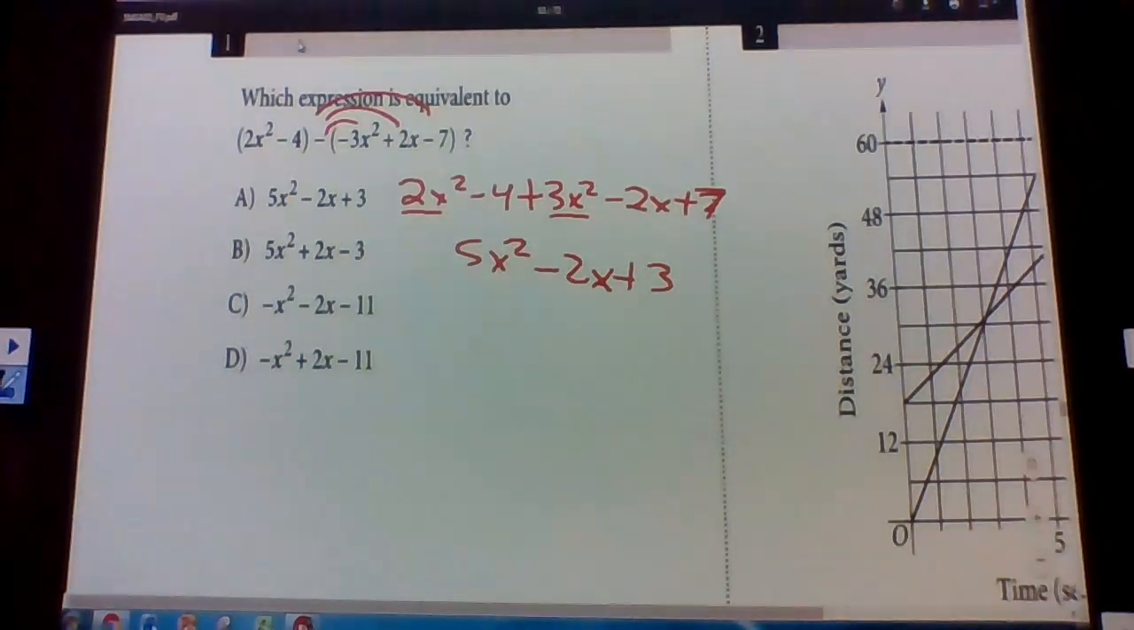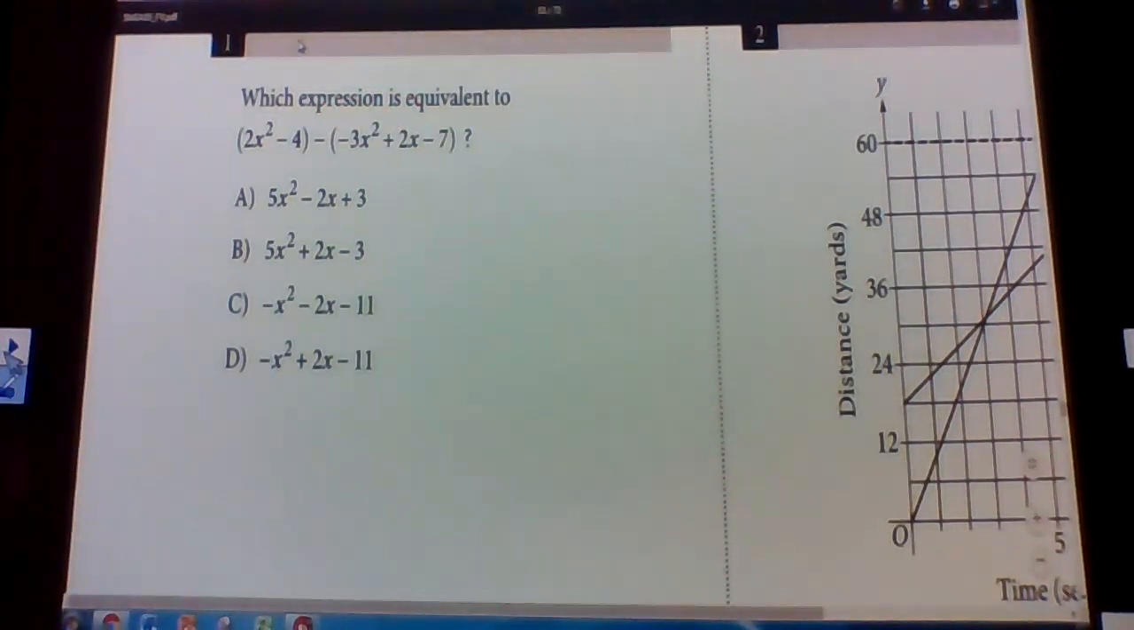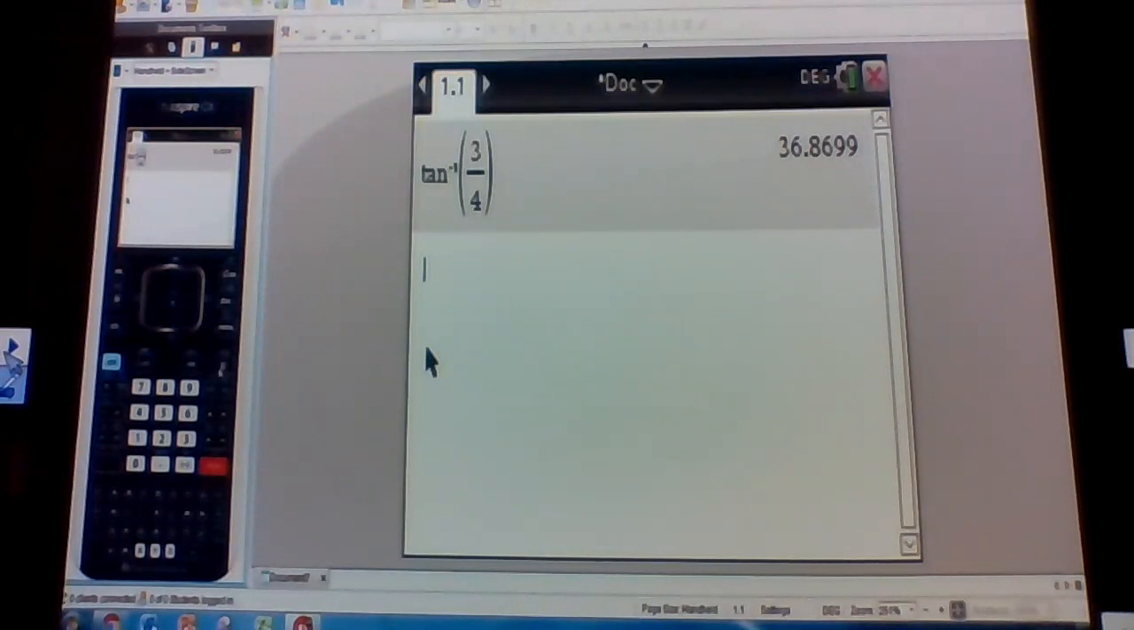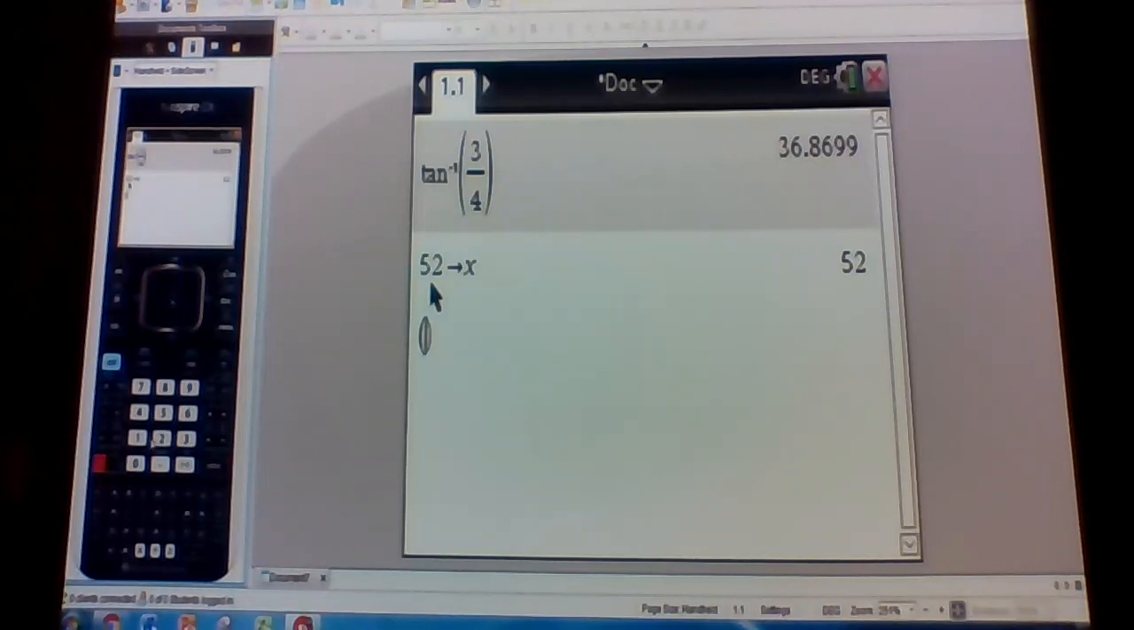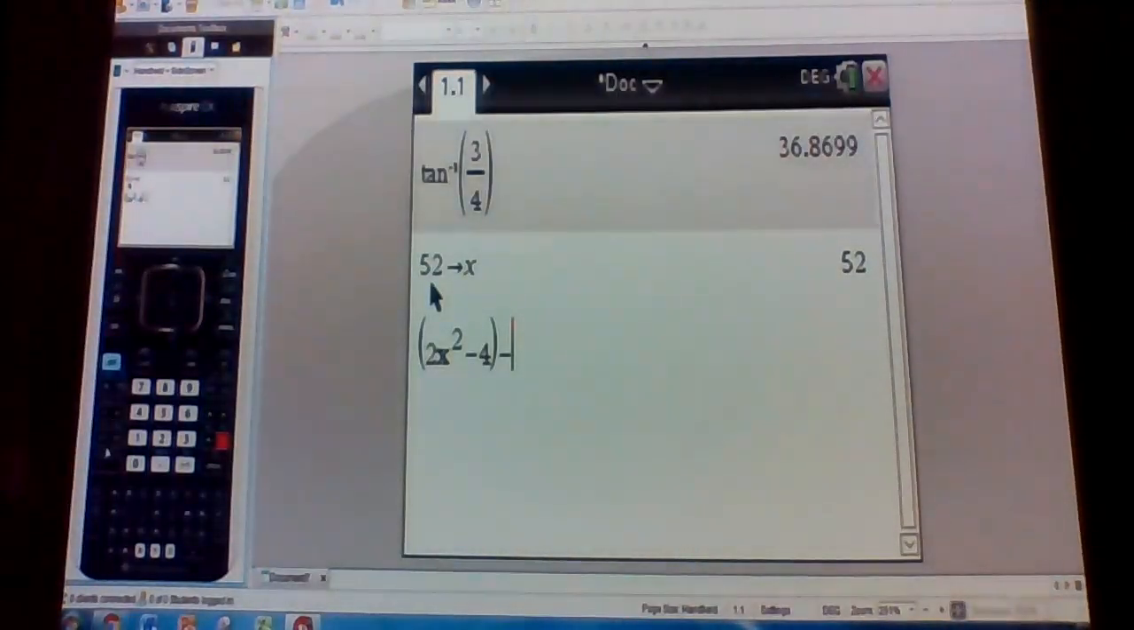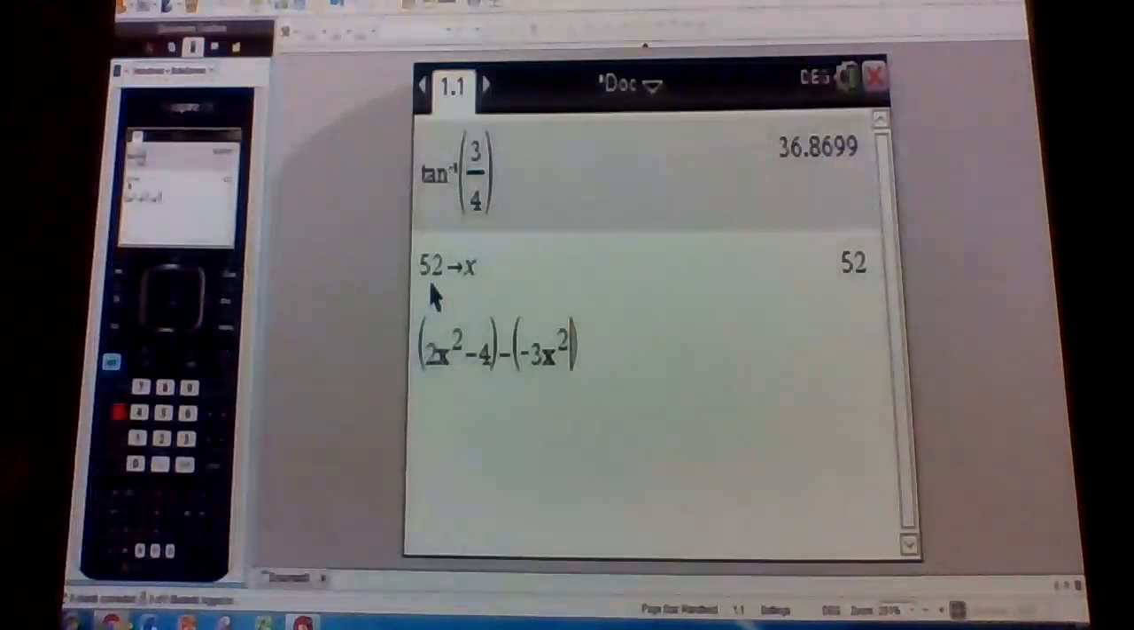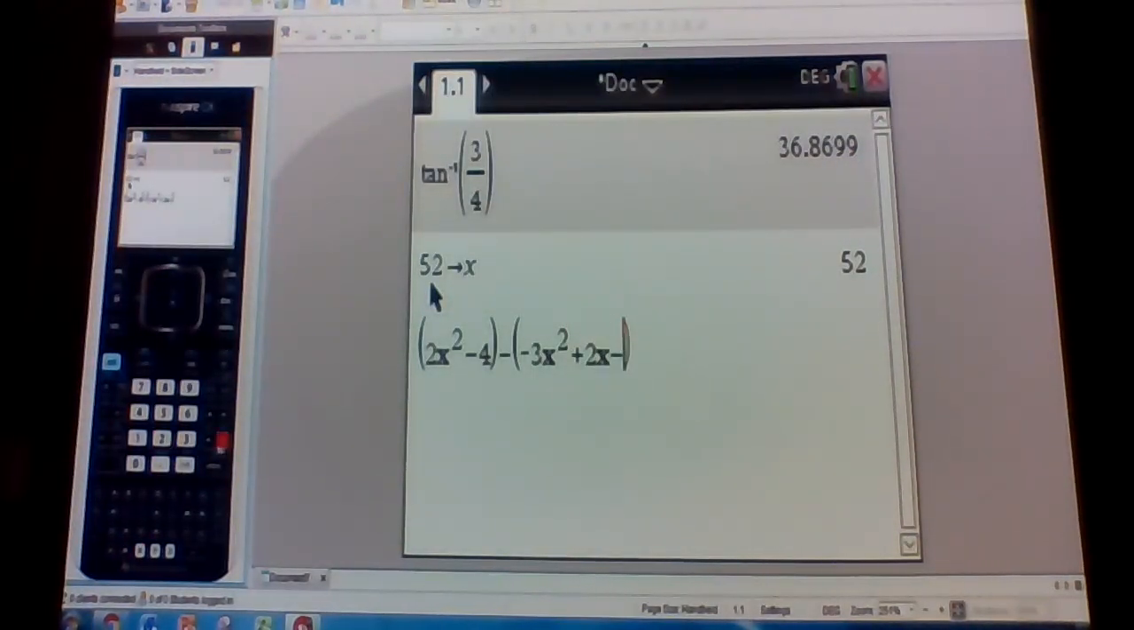Okay, but if we want to do the Boolean check, let's go over that real quick. We would pull up our calculator here, and you would put some number in, so say 52, Control var, which is the store button, and then x. So we're going to store 52 as x, and then we can plug in our equation. So we have 2x squared minus 4, minus negative 3x squared, plus 2x minus 7.